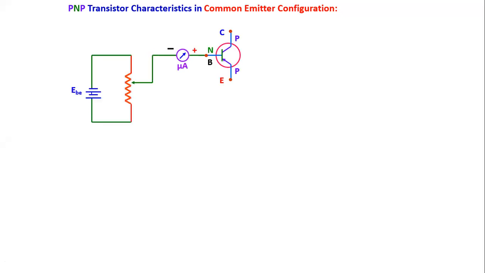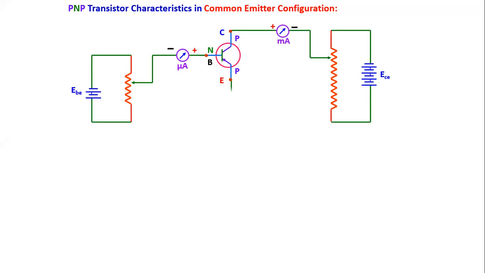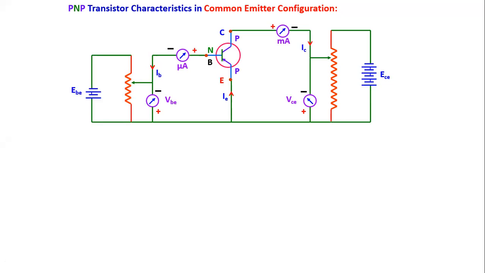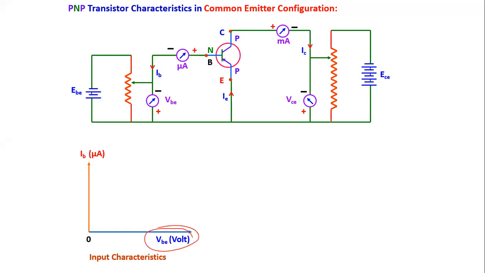Now we have to start a new article, and it is PNP transistor characteristic in common emitter configuration. Let's see the diagram for this transistor characteristic. So the emitter base junction we have to connect in forward bias and the base collector junction in reverse bias, and here it is a common emitter configuration. So this is the diagram here. We can change VBE, and this is VBE and this is IB.